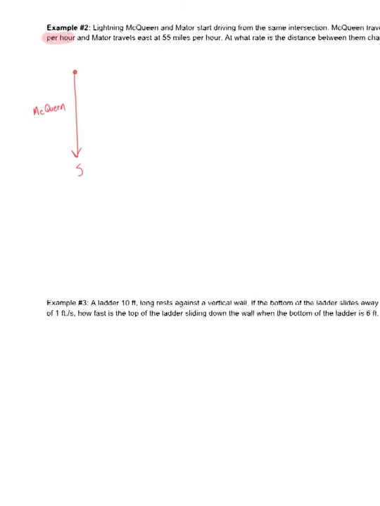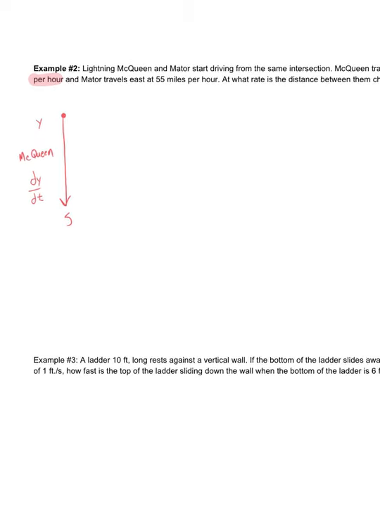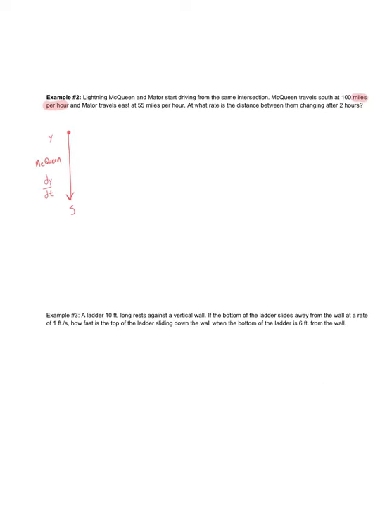All right, so this length right here needs a length variable. I'm going to give it y. And it also needs a rate of change variable. So I'm going to give that dy/dt. Now remember, that's the same as y prime. We're just using Leibniz notation. All right, so that rate of change is 100. So that's McQueen. He's going south at 100 miles per hour.